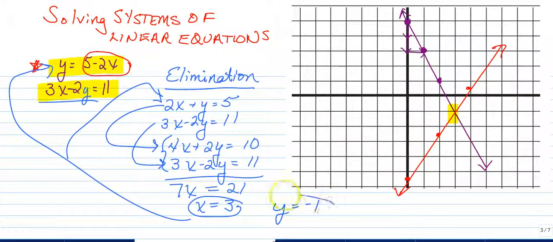So there, you've seen all 3 methods, either by graphing, substitution, or elimination, and everyone should be able to use those 3 methods to solve a system of linear equations.